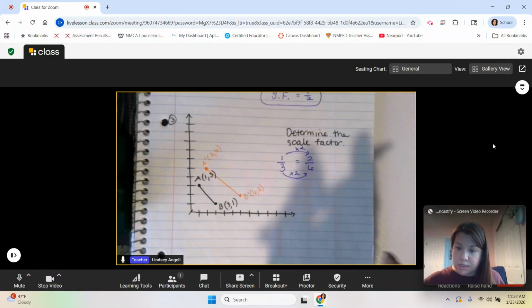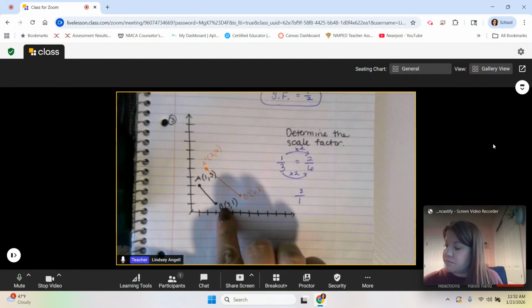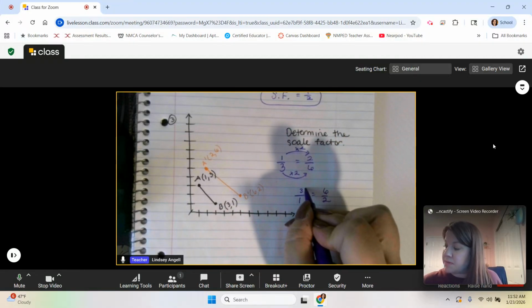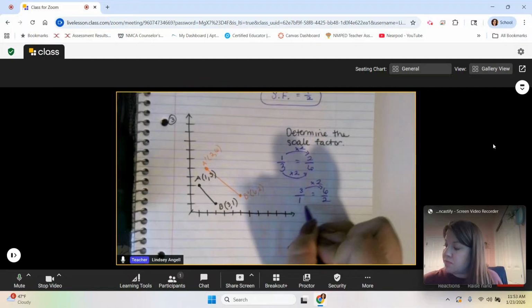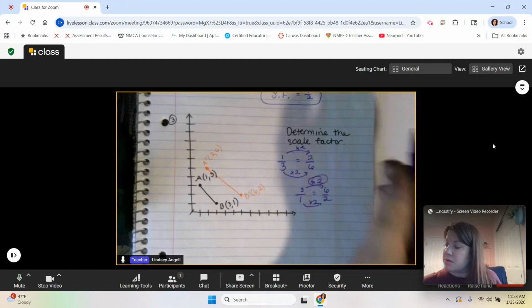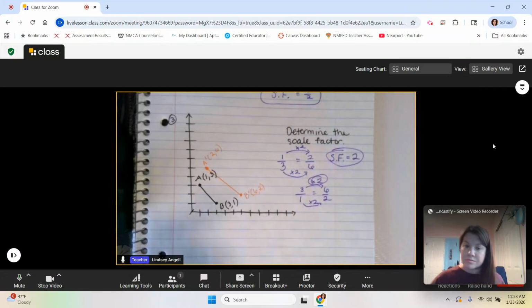Let's make sure that it works on the other one as well. We have 3, 1, and then 6 over 2. Well, look at that. It's just flipped, right? But still times 2, times 2. So that's my scale factor. My scale factor is 2.